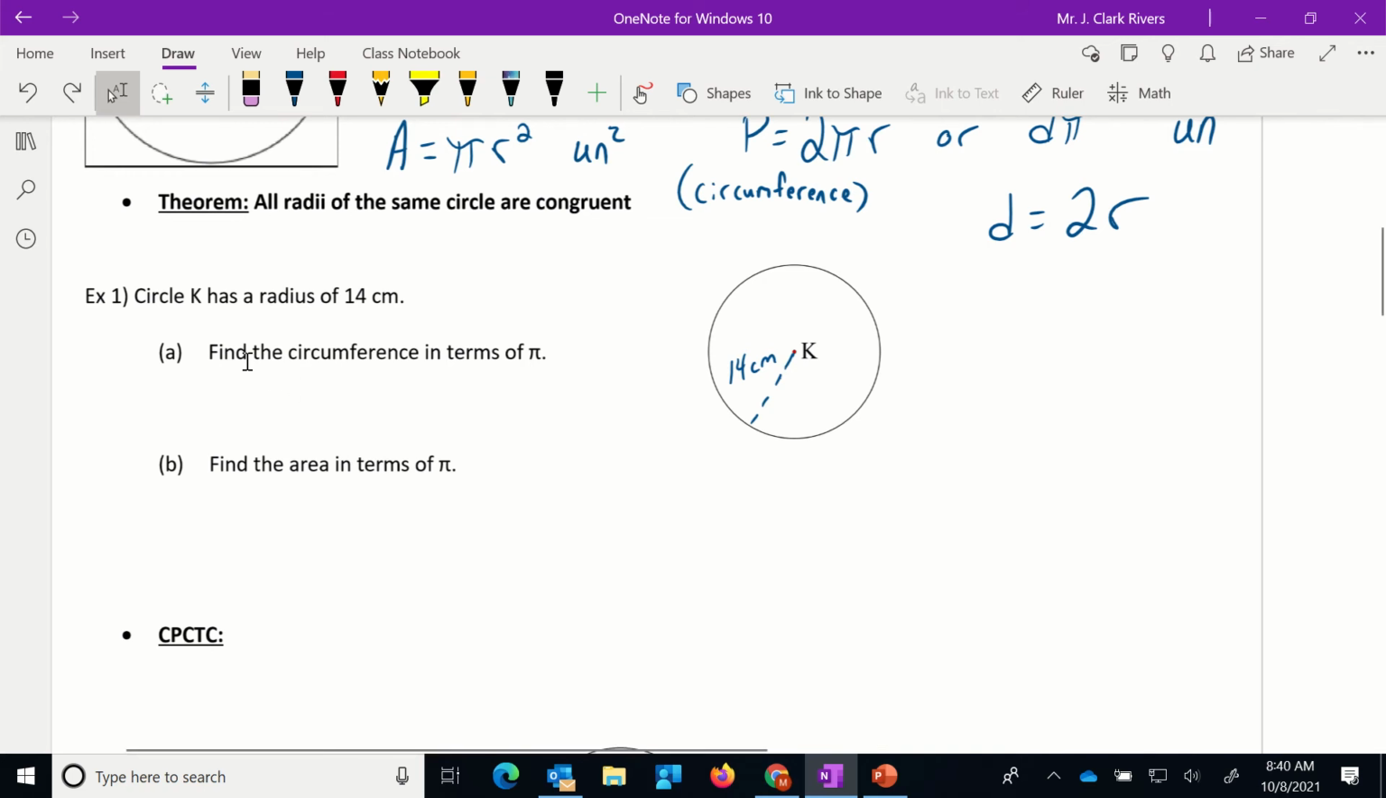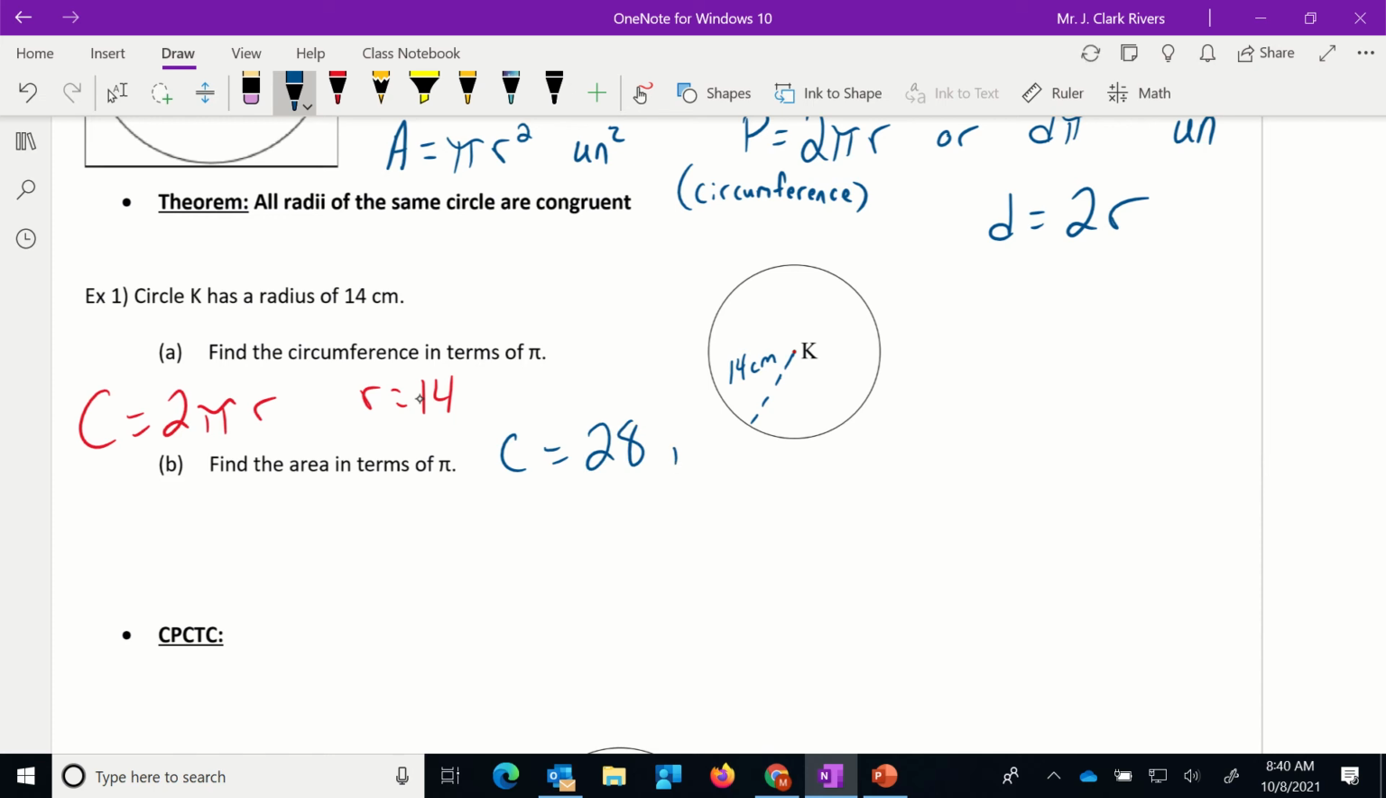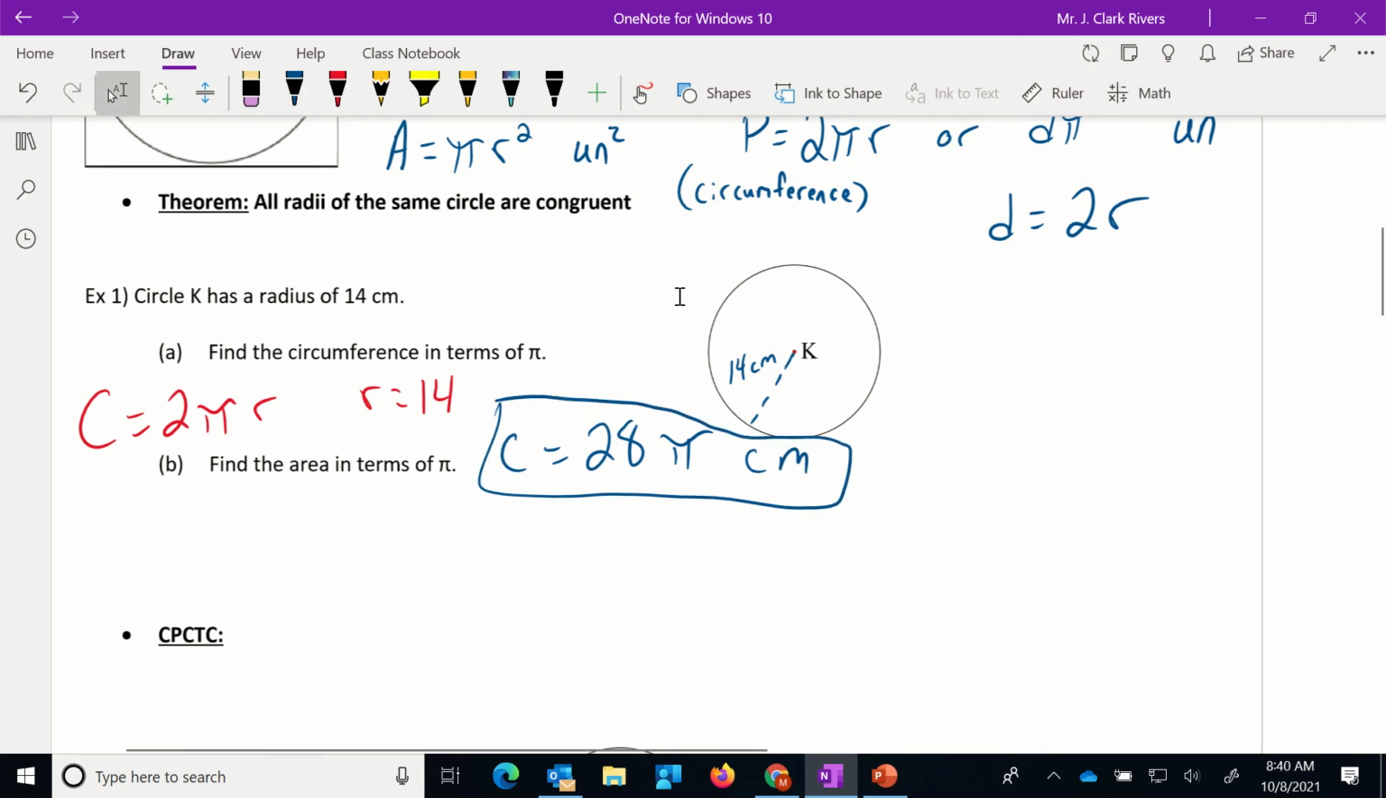Okay, we're back. Part A: find the circumference in terms of pi. Circumference is equal to 2 pi r. If the radius is equal to 14, then the circumference is equal to 2 times 14, which is 28 pi. I gave you units, so let's record the units, which is centimeters. Circumference is in units to the power of 1, so 28 pi centimeters. It says in terms of pi, so we don't actually carry out the multiplication with pi. Just have a pi in your answer.